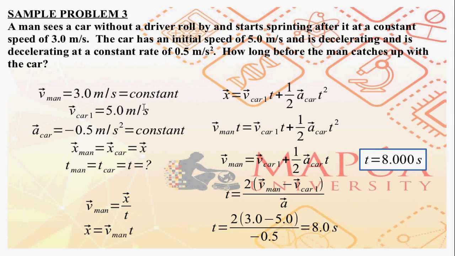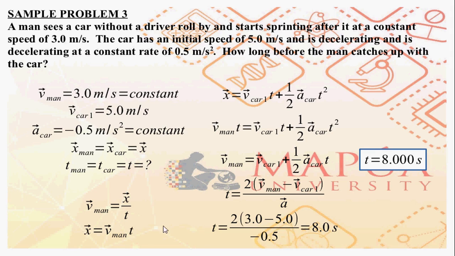So, analyze the motion of the objects separately. Analyze the motion of the man separate from the motion of the car. So, starting with the motion of the man, constant velocity, uniform motion. There's only one equation for uniform motion. Velocity is equal to x over t. X, therefore, is equal to velocity of the man times time t. So, this is what we got by analyzing the motion of the man.